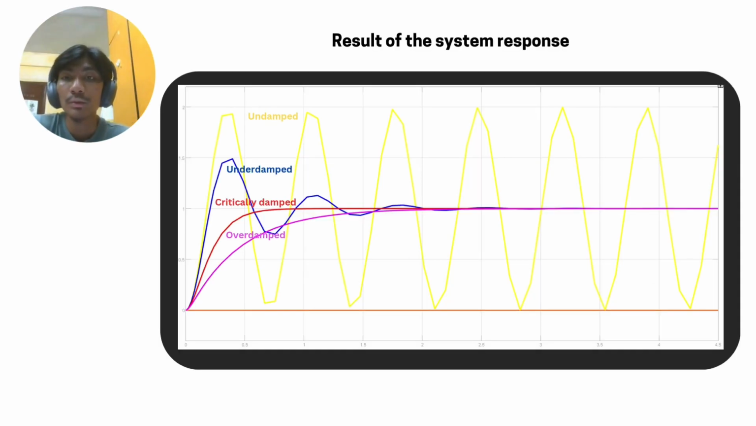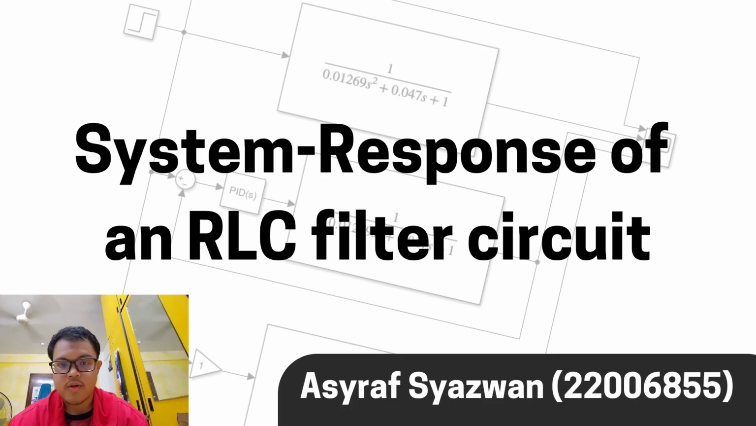So this is how the results of our second order system response look for the undamped, underdamped, critically damped, and also overdamped. Next, we're going to discuss the system response of our RLC filter circuit. In this discussion, while changing the value of resistance and the system itself, either to be an open loop, closed loop, or closed loop with a PID controller, we're going to check its rise time and its settling time.